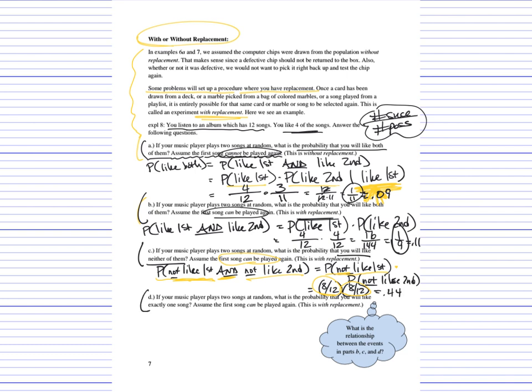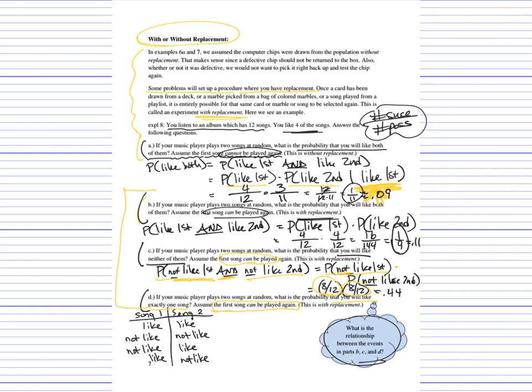Read that over. You'll also see there's a little hint in this thought bubble here. So pause me and come back. Here's what I did. I thought about what does it mean to like exactly one song. You'll also notice I'm assuming the first song can be played again, which is the same assumption we've been making all along through B, C, and D. Okay, now, liking exactly one song.